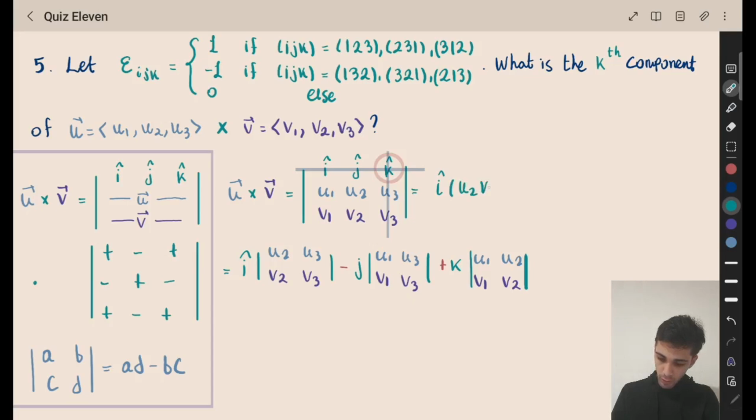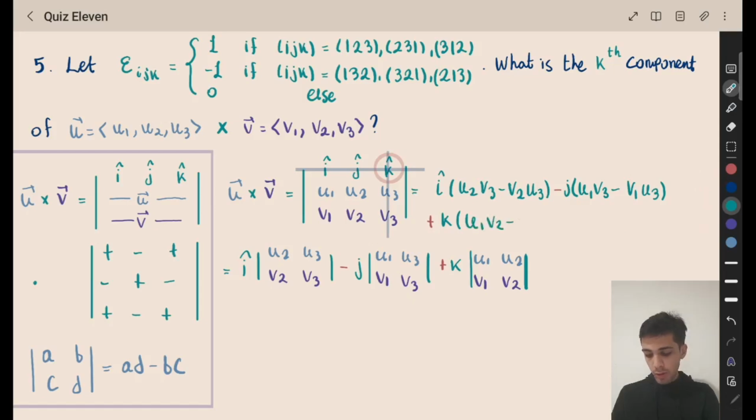I do the same thing for j. I get u1 v3 minus v1 u3. Well, this is a minus sign, do not forget. And I do this for k now. u1 v2 minus u2 v1. So we're getting very, very close.